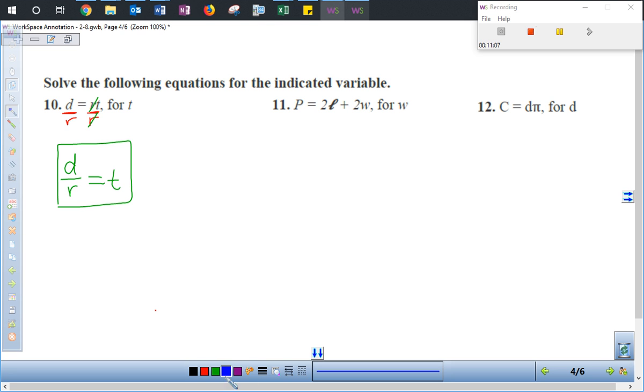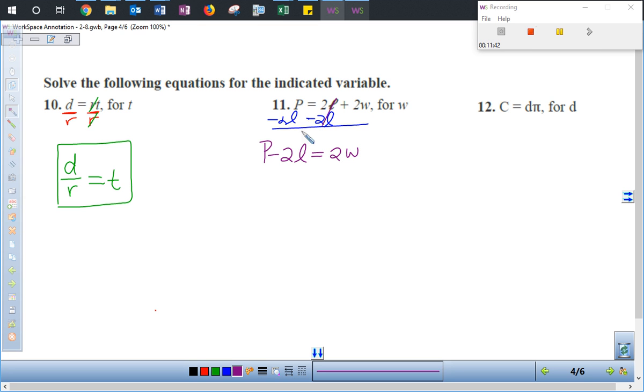On number 11, I have capital P equals 2 times lowercase l plus 2 times w. They want me to solve that for w. So first I need to add or subtract before I multiply or divide. Added to this w is a 2l. That means I need to subtract 2l from each side, and make sure that's lowercase and cursive. So on the left side, I'm going to start with a P minus a 2l, and on the right side, I'm going to be left with 2w.